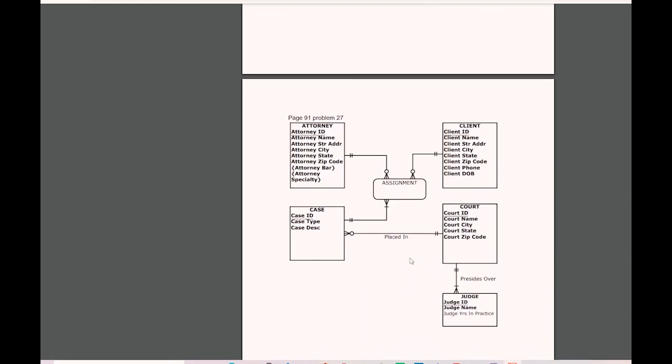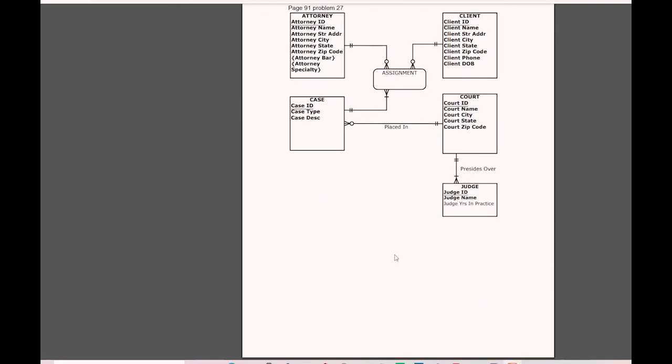And the last one, 27. This is the law firm. We have the attorney, and we have a client. So they both have an assignment, and that assignment is a case ID that's placed in one court, and we have one judge that presides over the court. Now, this is assuming that there's only one judge. If there was more than one judge, we'd have to do something different here.